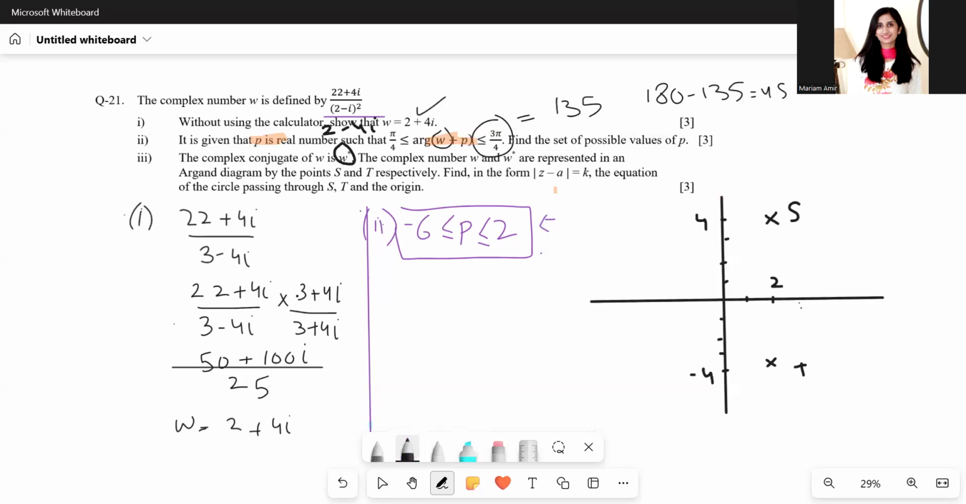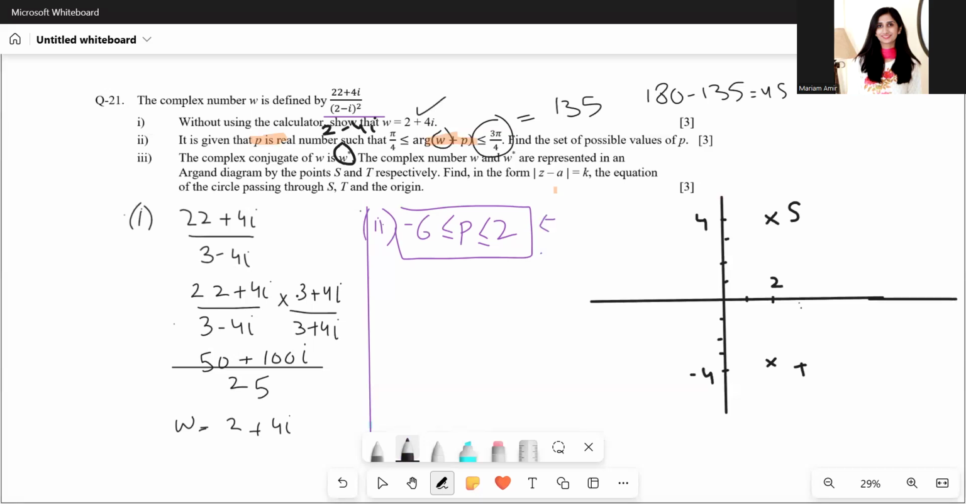And since it's an Argand diagram, clearly mark the real part x, imaginary part iy.